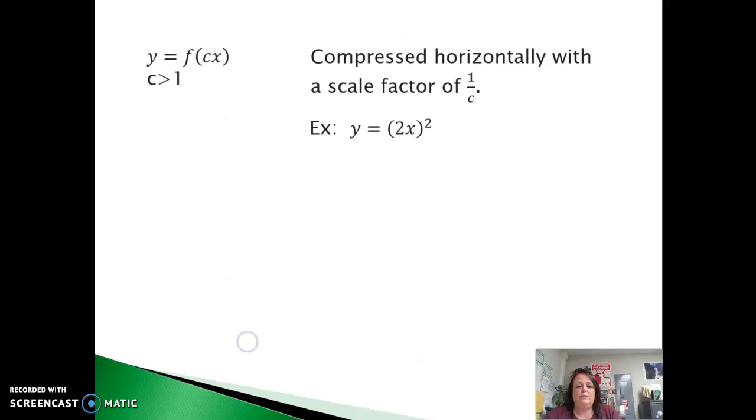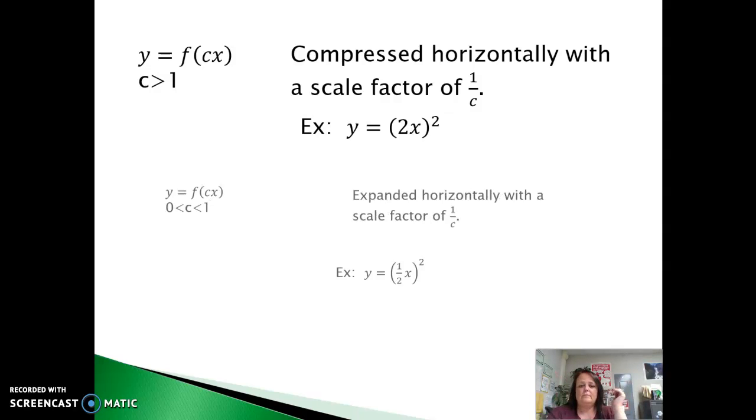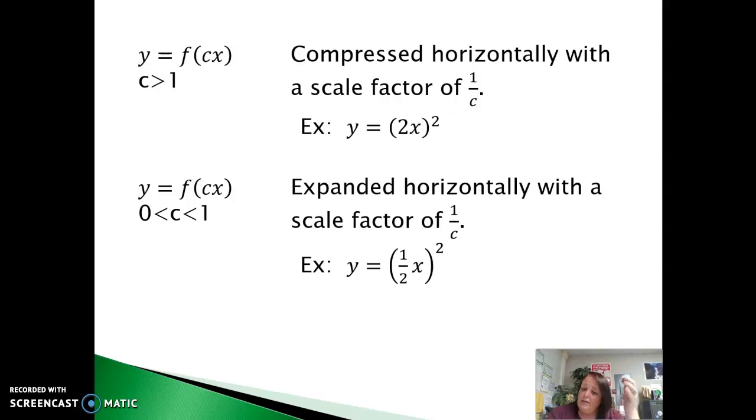Now that changes when we talk about horizontally. So you'll notice the scale factor changes to the reciprocal of C. So when we talk about that in the example, instead of the scale factor being 2, it's going to be the reciprocal of 2, which is 1/2. And since that's small, we're compressing it horizontally. If that number starts out small, then when I take the reciprocal of it to get my scale factor, I'm going to get a scale factor of 2. 2 is a large number, so we're expanding horizontally. So imagine it's like silly putty and we're stretching it, okay?